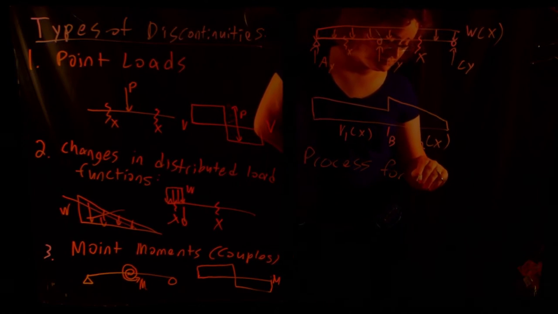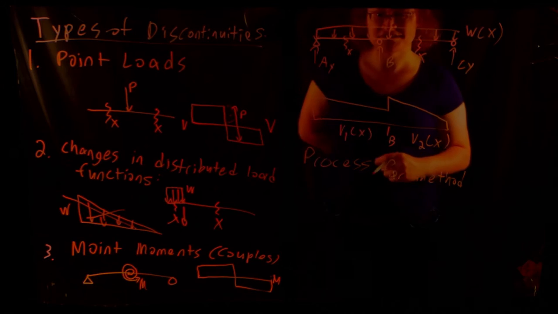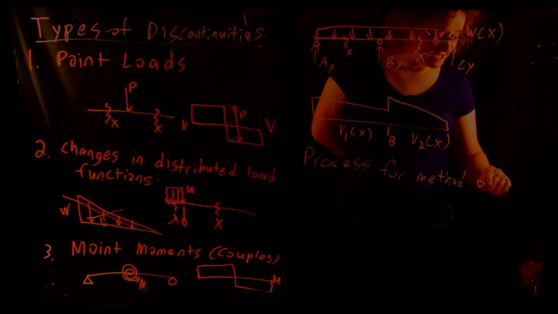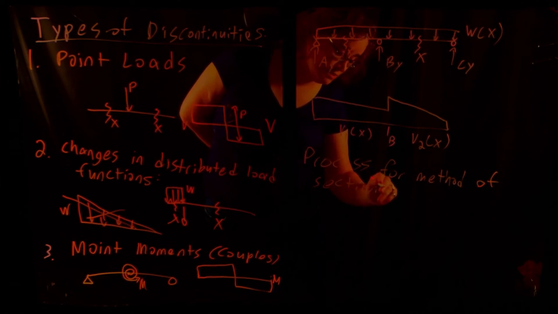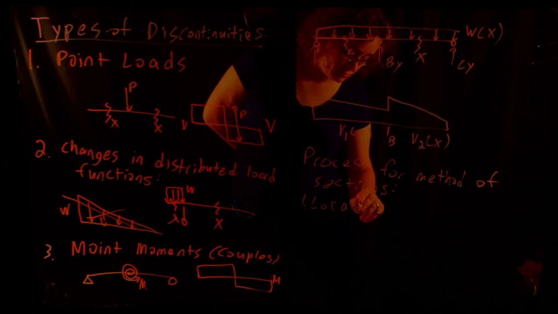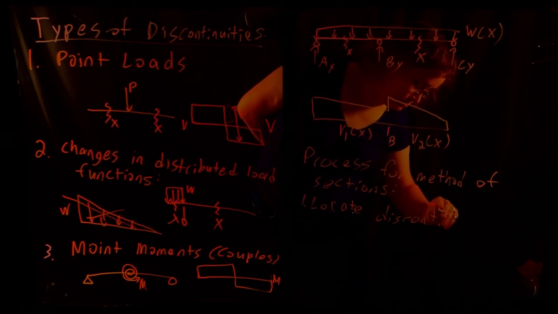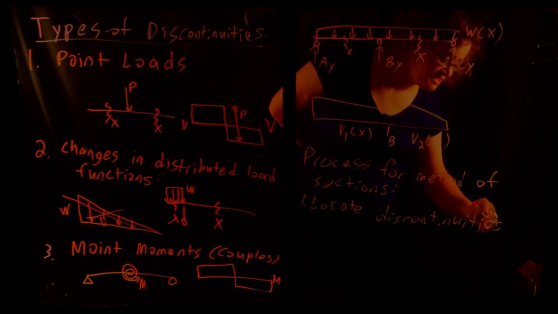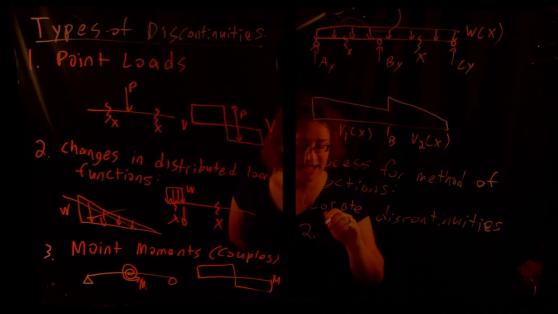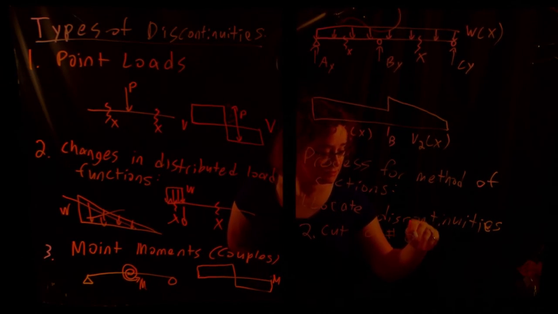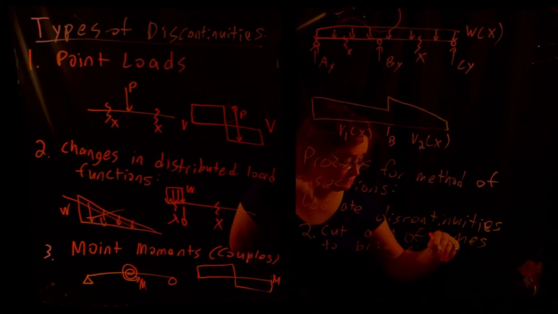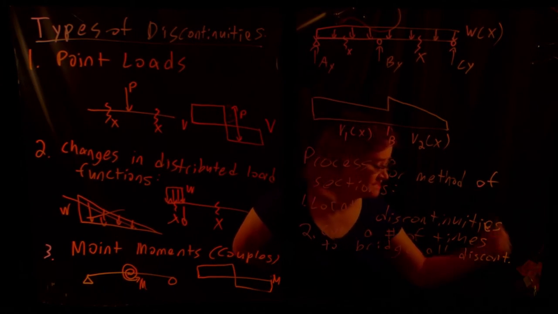So the basic idea is that the process for method of sections, and this will have some similar applications as we look at the other methods of shear and moment diagrams. Process for method of sections, assuming you want the shear and moment across the entire beam: one, locate your discontinuities. So you first have to locate your discontinuities. And then second, you need to cut a number of times to bridge all discontinuities.